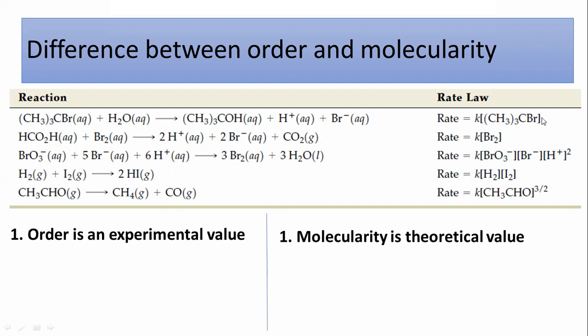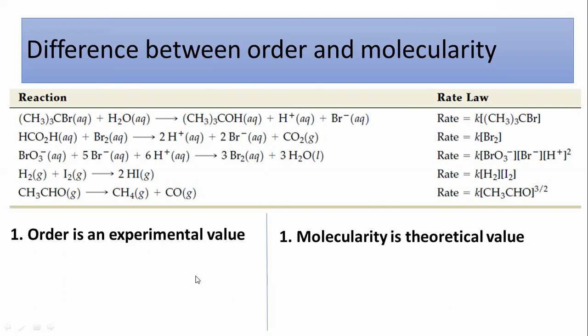So order is 1, molecularity is 2, because this is the experimental value and this is the theoretical value. That's why there may be a difference, and there may be a similarity between the order and the molecularity. It doesn't matter, but here we are going to explain which is coming from the experiment and which is the theoretical value.